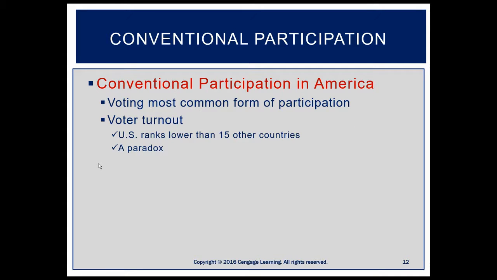Conventional participation in America, voting is the most common form of participation. I might argue with that. I would say maybe saying the Pledge of Allegiance is, because we do it in schools all over the country every day. But as far as most people are concerned, U.S. voter turnout is not high compared to some other countries.